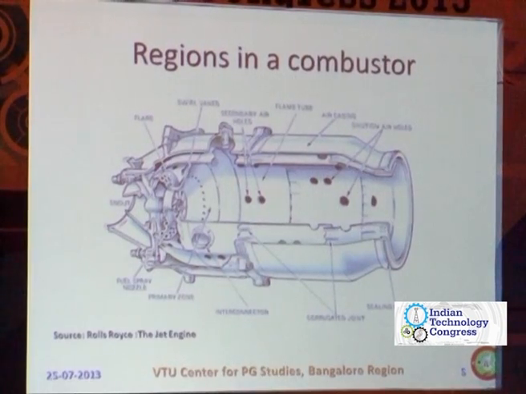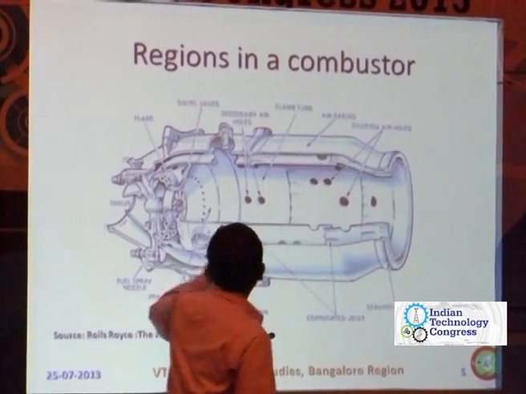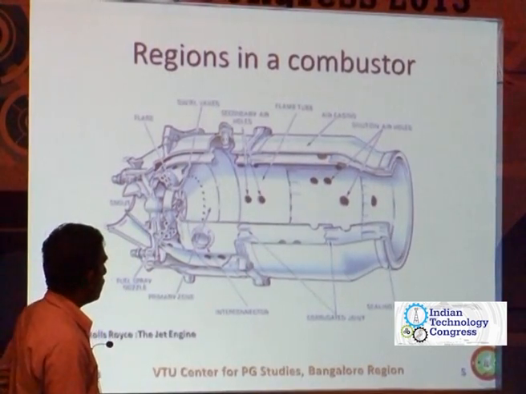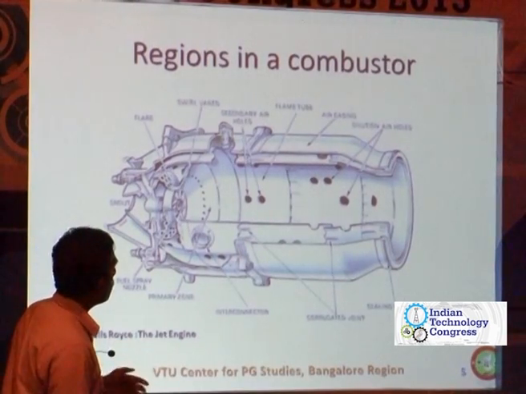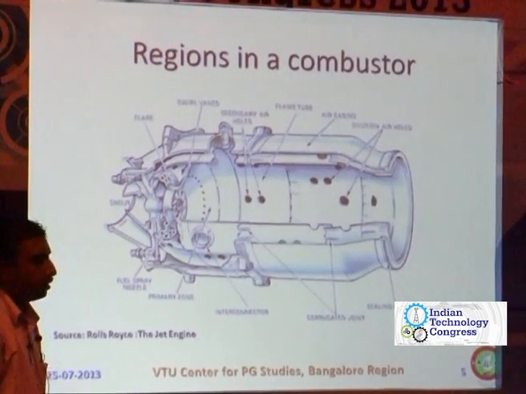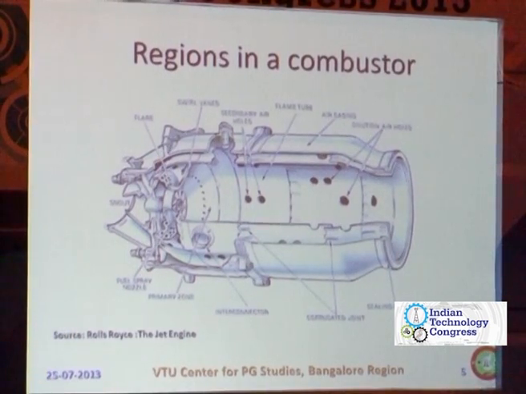This is the schematic diagram of a can type combustor. It consists of three regions: the primary zone, the secondary zone, and the dilution zone. The main purpose of the primary zone is to ignite the flame and provide gas of very high temperature. But in the primary zone, not all the fuel is burnt. Because of this, there is a wastage of fuel and it generates intermediate combustion products like carbon monoxide. This has to be reduced because carbon monoxide is a hazardous emission.